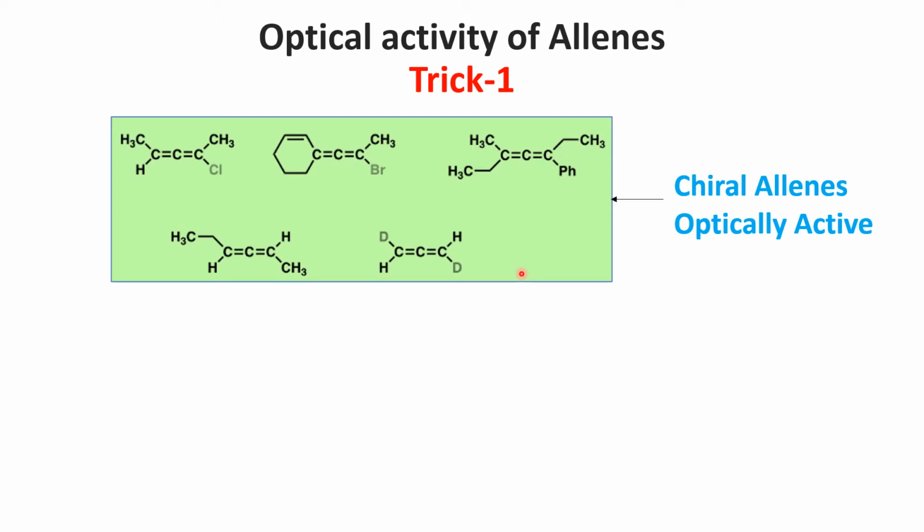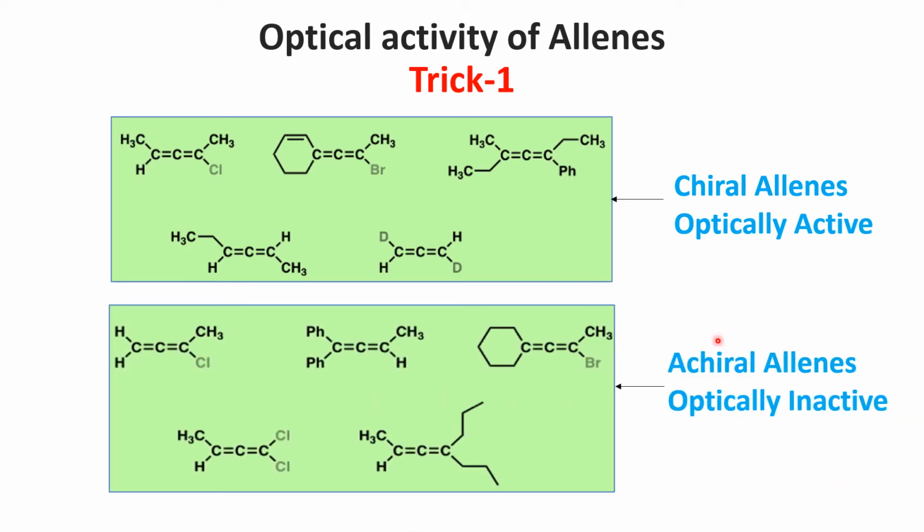And the next thing is that chiral allenes are optically active. These are all chiral allenes. How are we saying these are all chiral allenes? Chiral allenes means the terminal carbon atoms each have different substituents. We need two different substituents on the terminal carbon atom. See, in all these cases, we have two different substituents, not the same. So this is a chiral compound and optically active.